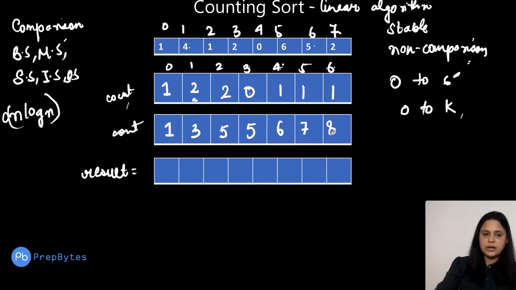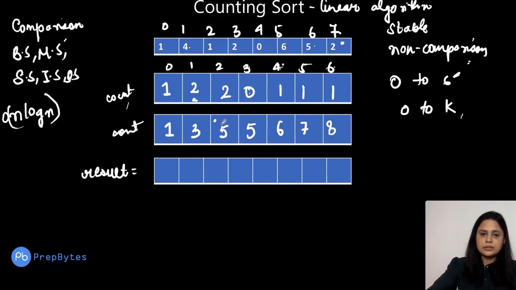Now let's start filling this particular array. So let's say I start from here. I have to find out where do I put my 2? What is the right place for 2? Since I'm starting from the right, what I'll do is find out the value of count of 2, which is this particular index. This is 5, which means that there are 5 elements which are less than or equal to 2.